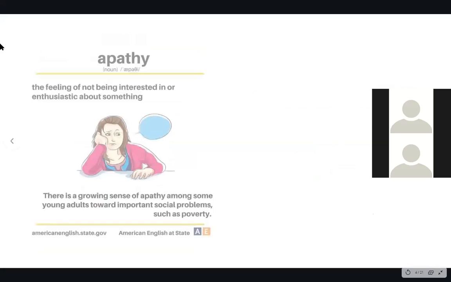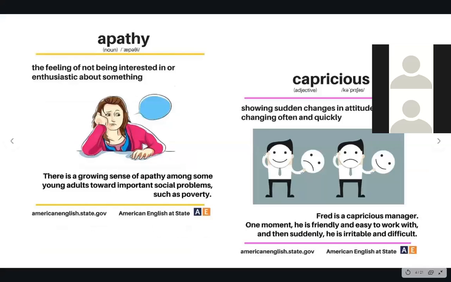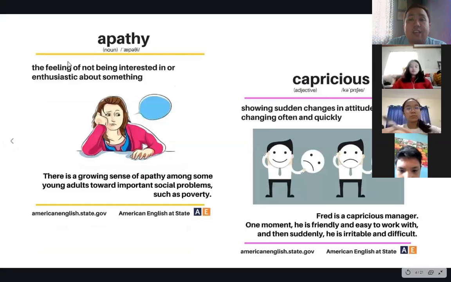Next word. I love this word. This is apathy. Have you heard the word apathy? Kung ano ibig sabihin nito? Apathy is the feeling of not being interested in or enthusiastic about something. So what we mean by apathy is that you are not excited anymore. For example, a lot of people nowadays are apathetic or showing apathy because they're not interested to participate in discussions concerning our society, diba? Pag sabing apathy, wala nang pakialam or hindi ka na excited sa mga bagay na kinaka-excitan mo noon. So that's the meaning of apathy. Or minsan, it can also be defined na walang pakialam.